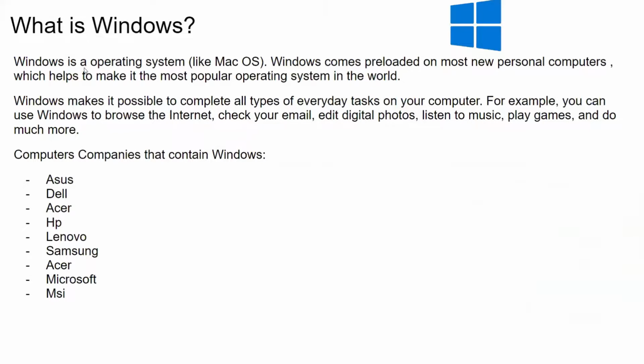What is Windows? Windows is an operating system like macOS. Windows comes preloaded on most new personal computers, which helps to make it the most popular operating system in the world. Windows makes it possible to complete all types of everyday tasks on your computer. For example, you could use Windows to browse the internet, check your emails, edit digital photos, listen to music, play video games, and do much more. Computer companies that ship Windows include Asus, Dell, Acer, HP, Samsung, Microsoft, and MSI.